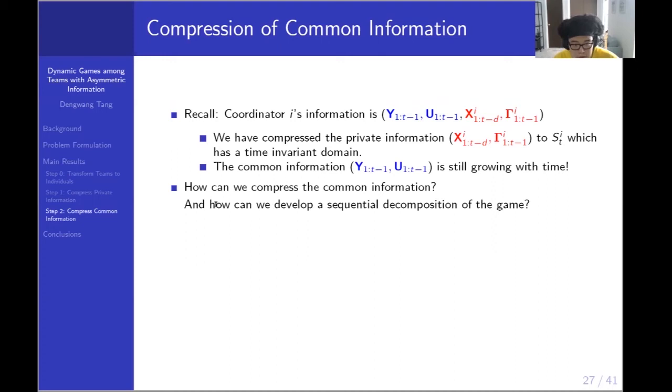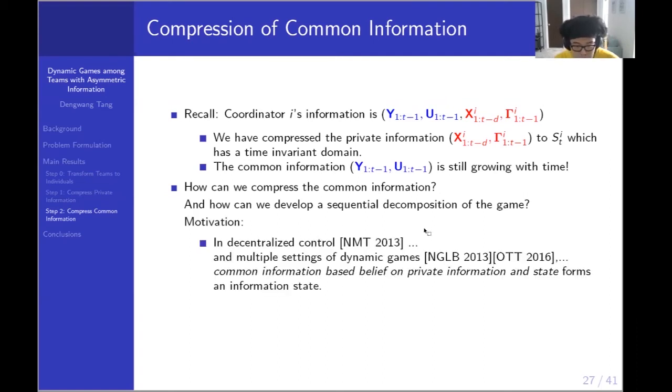And also keep in mind that we have this goal of sequential decomposition. So how can we do the compression of common information and sequential decomposition at the same time? A possible way to do it is to compress the common information into what we call common information-based belief.